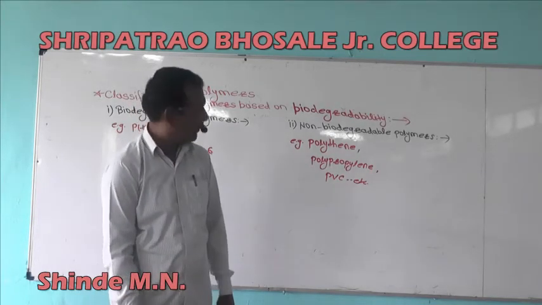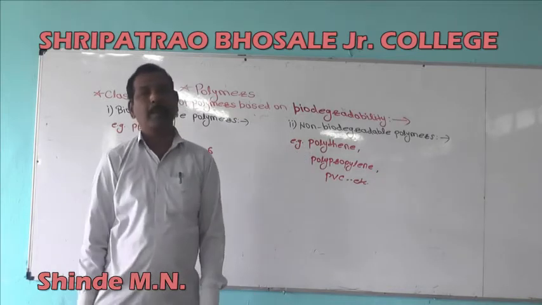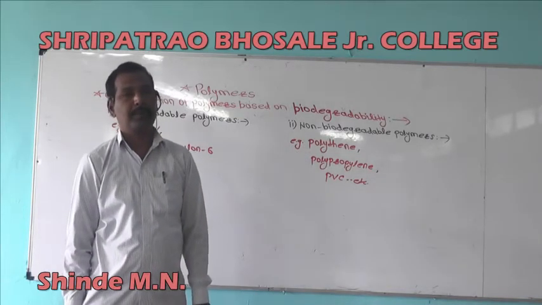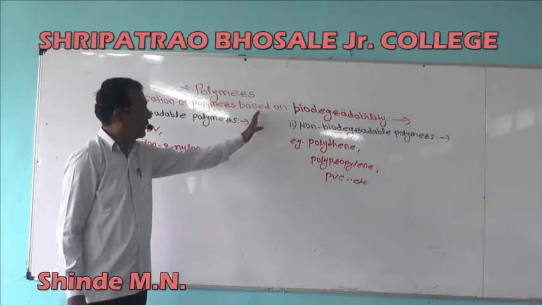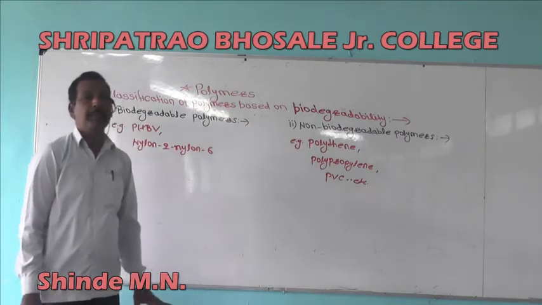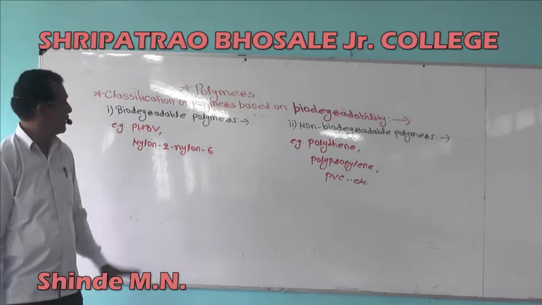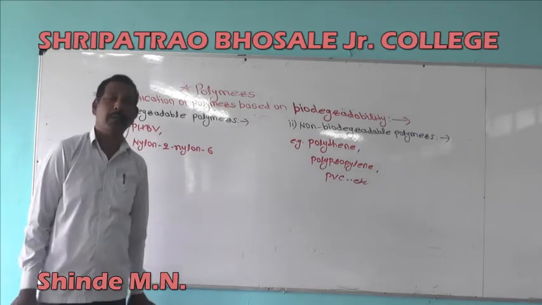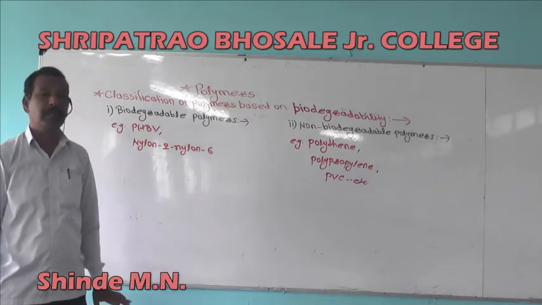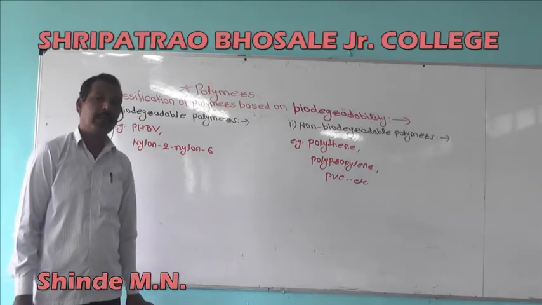and therefore they are known as the non-biodegradable polymers. Is it clear? So on the basis of their biodegradability, there are two types, that is biodegradable polymers and non-biodegradable polymers. A question is asked here, what are biodegradable polymers?